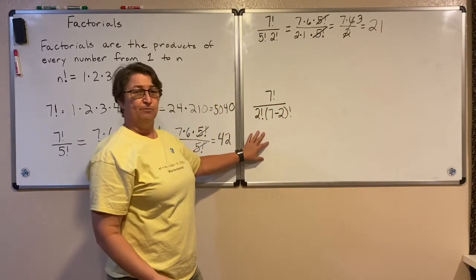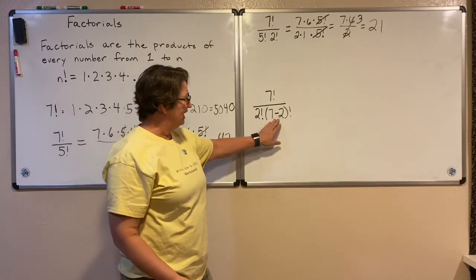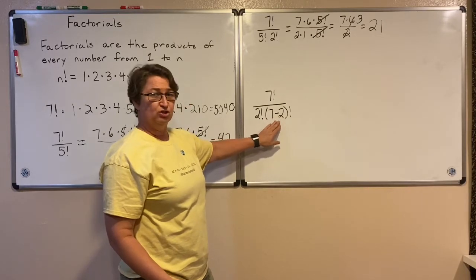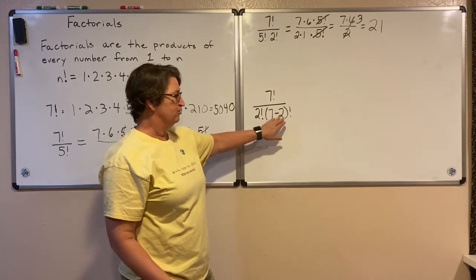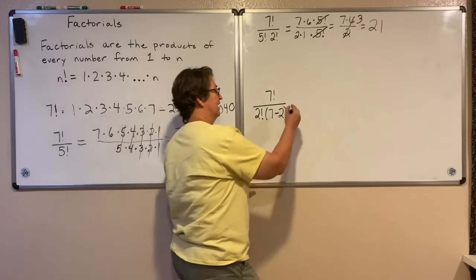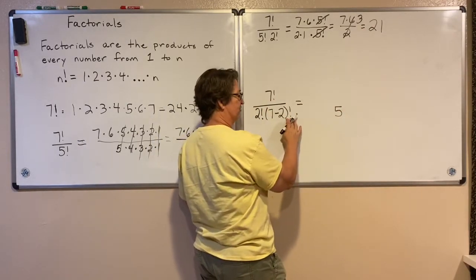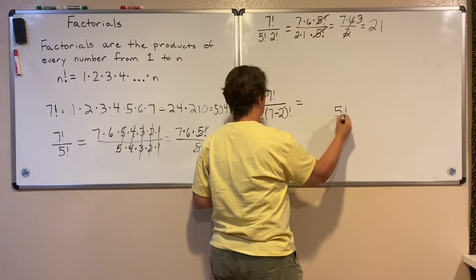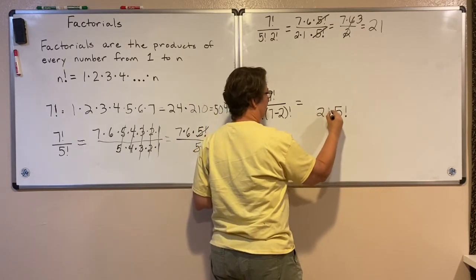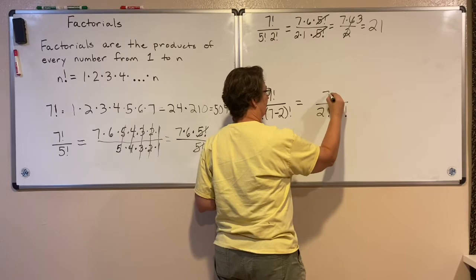Let's do this one. Here, I need to do inside the parentheses first. So I have 7 minus 2, which gives me 5. And that factorial is on the outside. So it's 5 factorial. And there's still a 2 factorial there being multiplied.